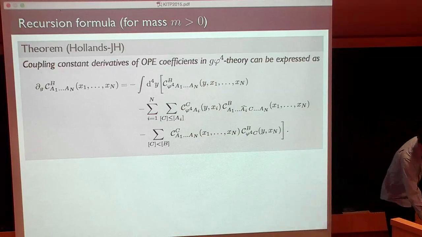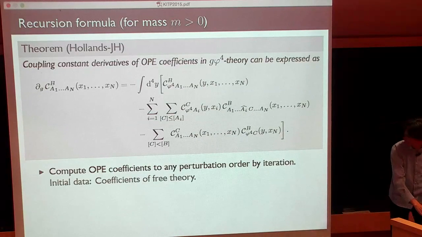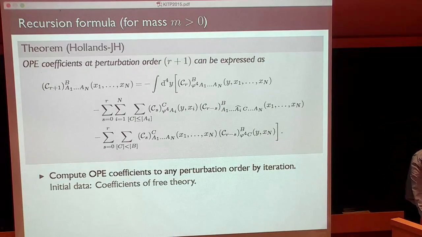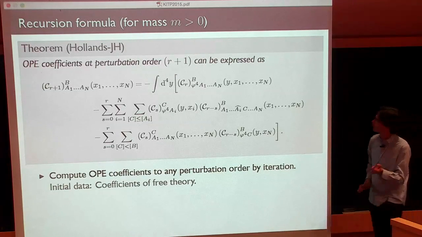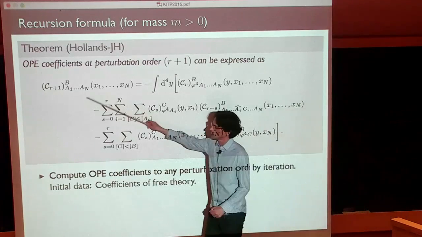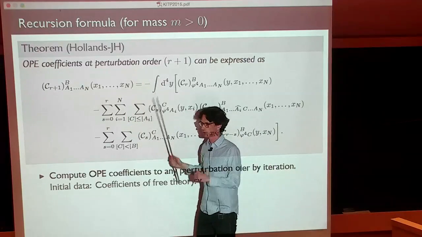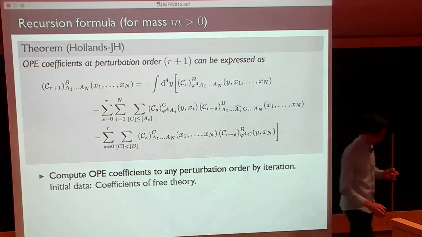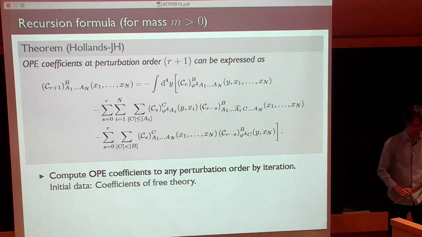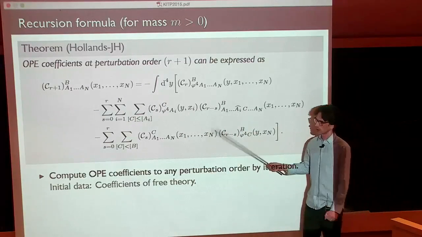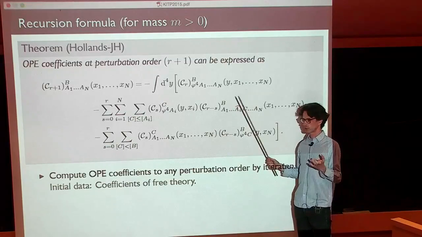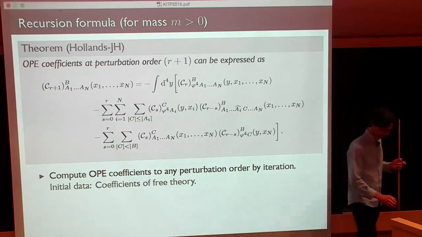Okay, so why is this a recursion relation? You can expand in powers of G, and then obviously you get a recursion relation. So let's call it a recursion relation. The starting point of the recursion is, of course, the zero loop, so the free field theory, and then you do.